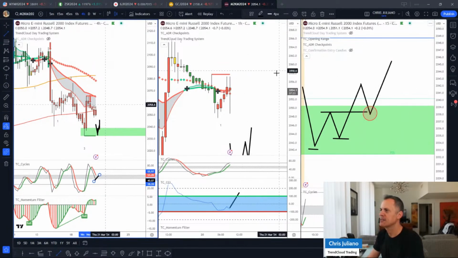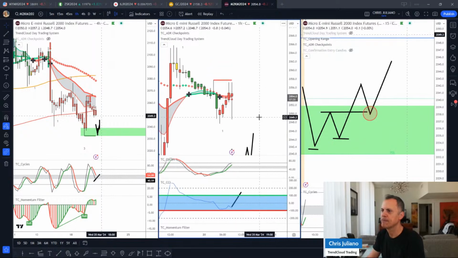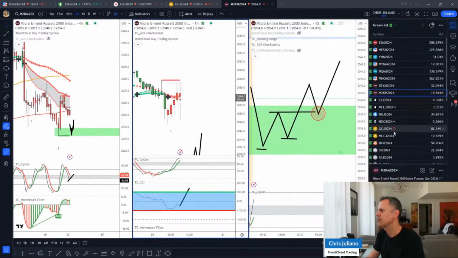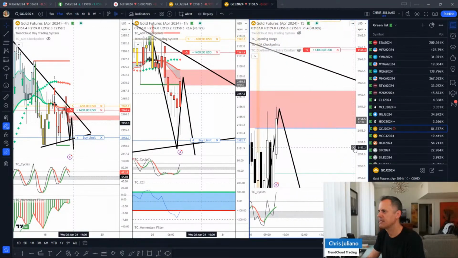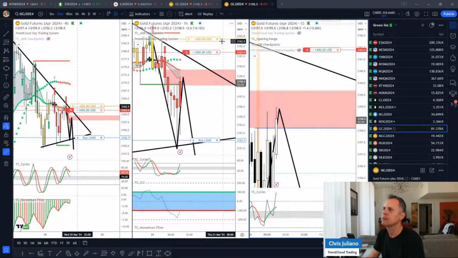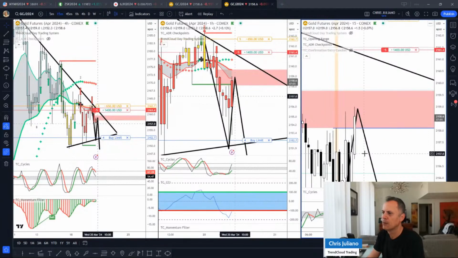So that is what we would look for. All right, how's the gold doing? Wow, gold pulled back really deep. Let's take a look. What the heck is going on here? Starting to get a momentum shift here, right?